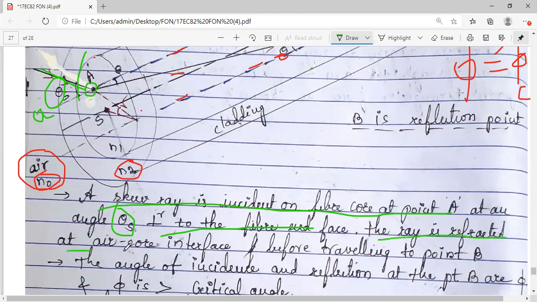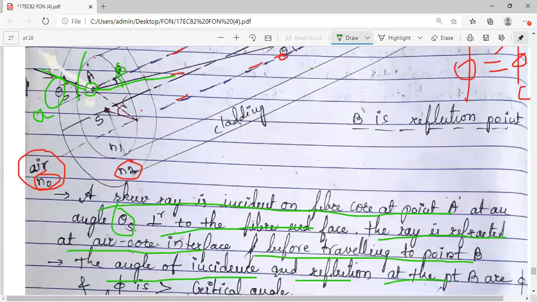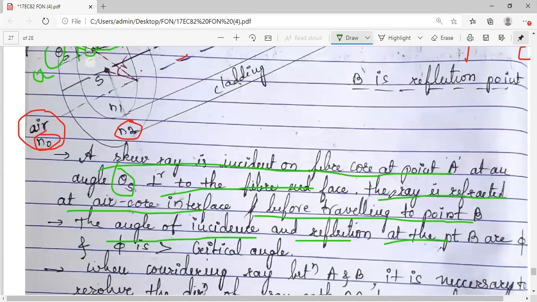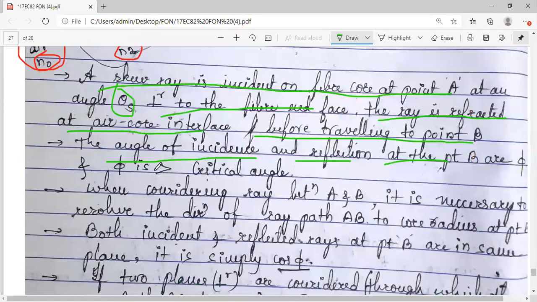The ray is refracted at the air-core interface. Yes, here it is getting refracted. This is the angle theta. Angle of refraction is theta, not mentioned before, I guess, traveling to point B. Now I'm talking about point B. The angle of incidence and reflection at point B are phi only. Angle of incidence and angle of reflection, both are phi only. And for total internal reflection, it should be greater than or equal to the critical angle, or equal to the critical angle for the limiting case.